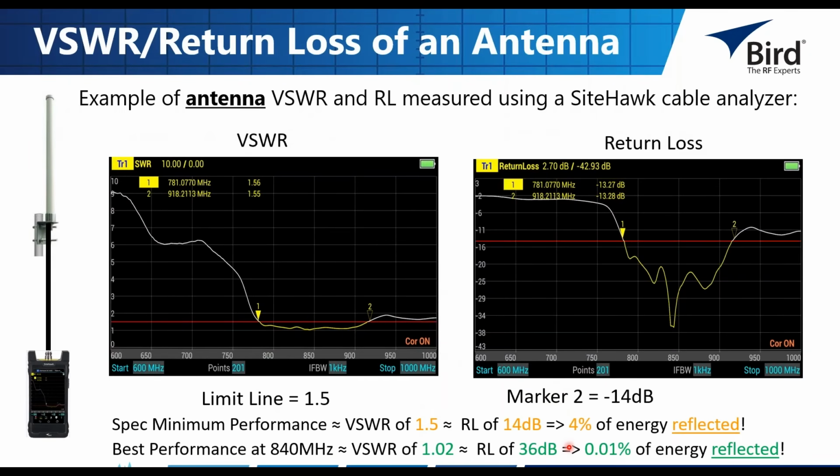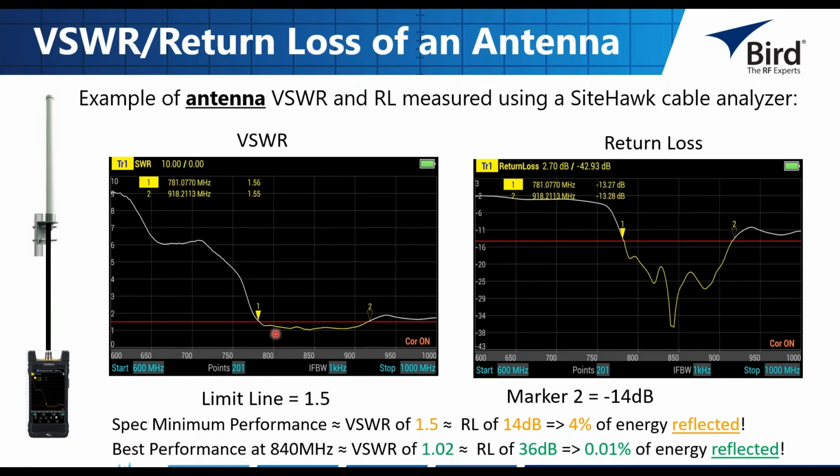So for example, here we have an antenna that we are measuring with a cable analyzer, and we can see over the specified band of operation for this antenna, we were aiming for at least 1.5 VSWR or 14 dB return loss, which is only 4% of the energy reflected. We're actually getting, at some of the most performant points, close to a VSWR of 1.02 or about 36 dB, which is only 0.01% of the energy reflected.